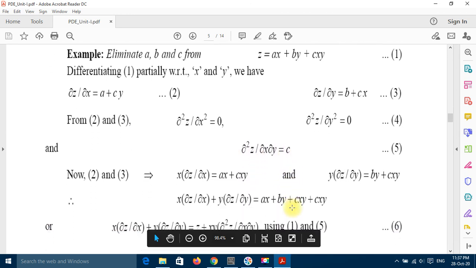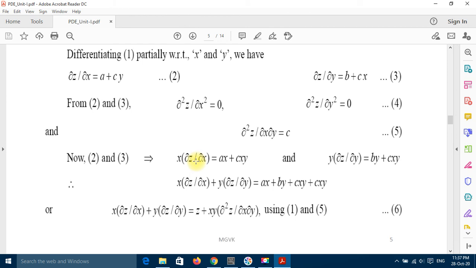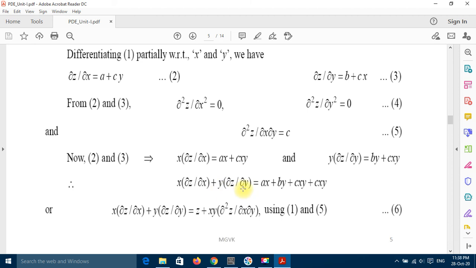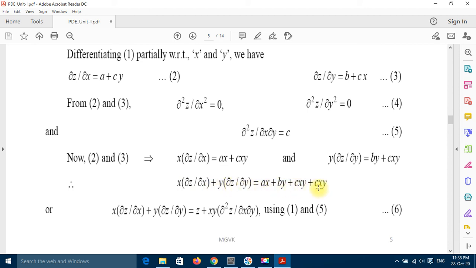Now from 2 and 3, we multiply equation 2 with x, and equation number 3 with y, and add them. Then x ∂z/∂x + y ∂z/∂y = ax + cxy + by + cxy. So we write it as x ∂z/∂x + y ∂z/∂y = ax + by + cxy + cxy.